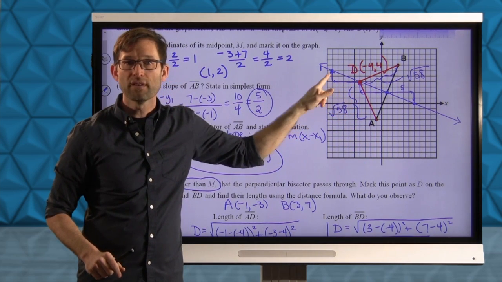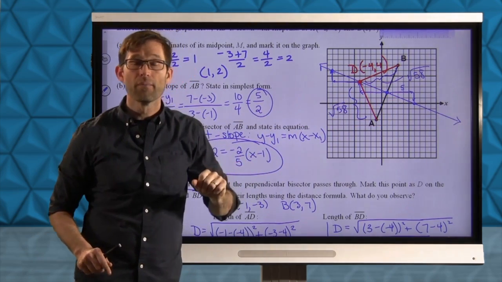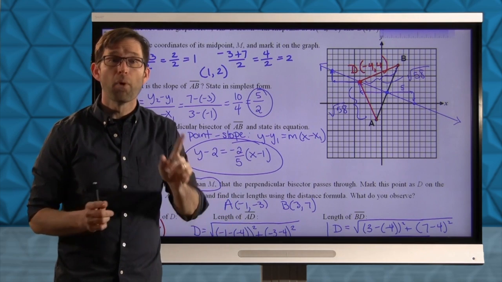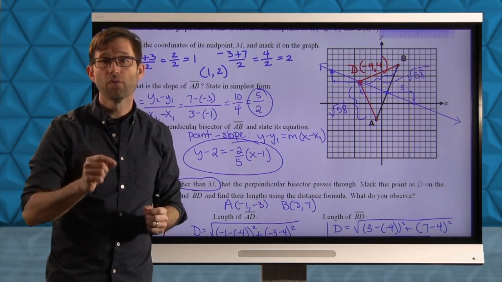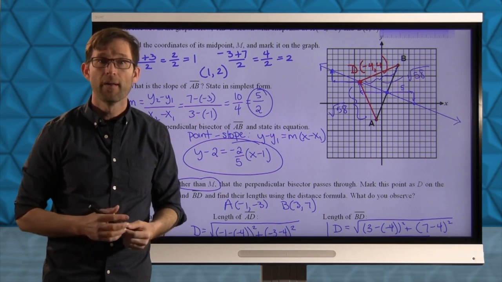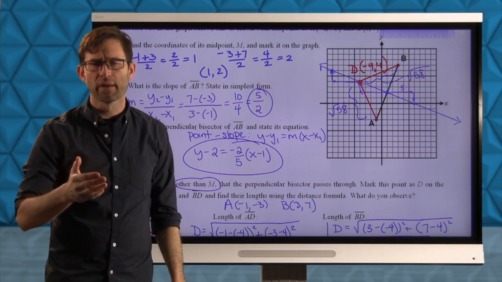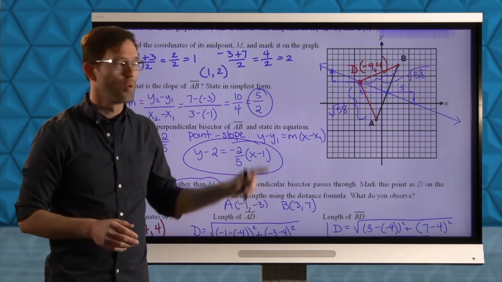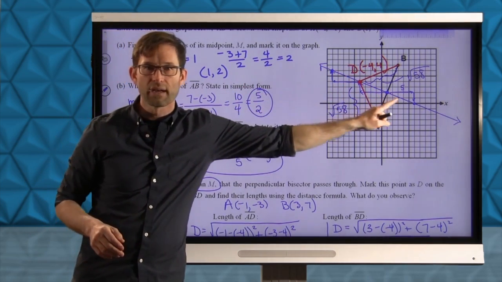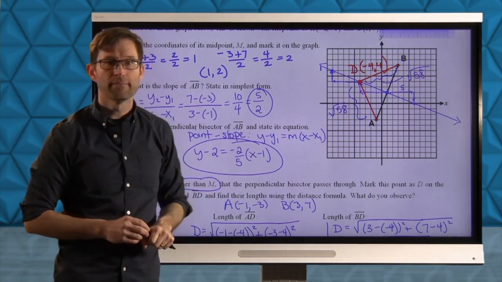Now I pulled off point D here, but I could have pulled off this point, or I could have taken this one down here. In each case, we wouldn't have found the square root of 58, but we would have found that both of those line segments, AD and BD, were the same length, hence proving something, or at least showing or illustrating something that we already knew to be true. Any point along that perpendicular bisector will be equidistant from points A and B.